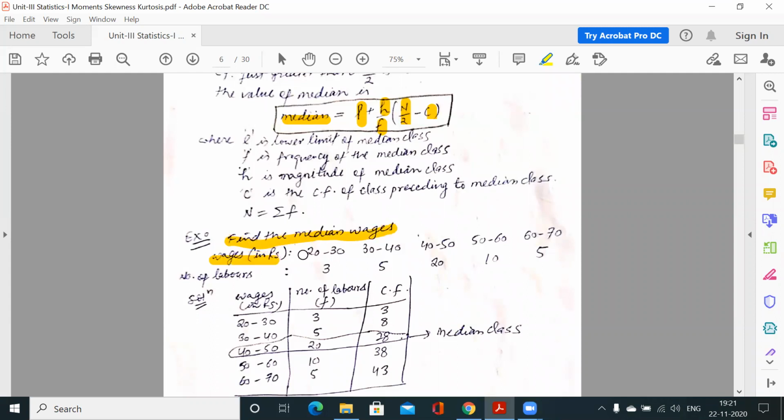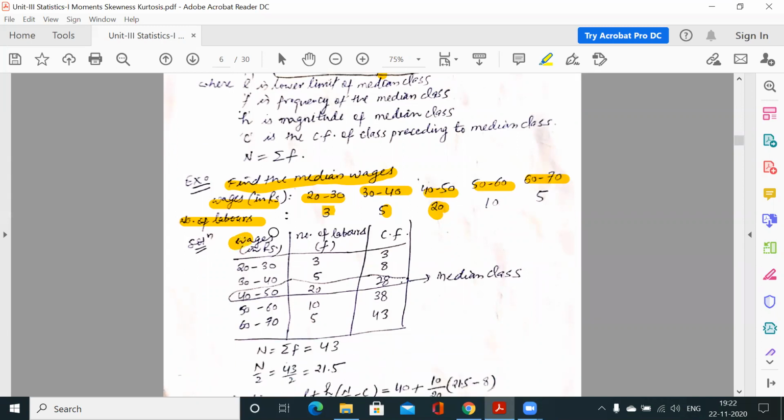Wages in rupees: 20 to 30, 30 to 40, 40 to 50, 50 to 60, 60 to 70. This is our x variable, and these are the numbers of laborers. There are 3 laborers getting wages between 20 to 30, 5 laborers getting wages from 30 to 40, and 20 laborers getting wages from 40 to 50. So this is the data. The wages, this is x, in interval form. The number of laborers is the frequency. So these are frequencies 3, 5, 20, 10, 5.